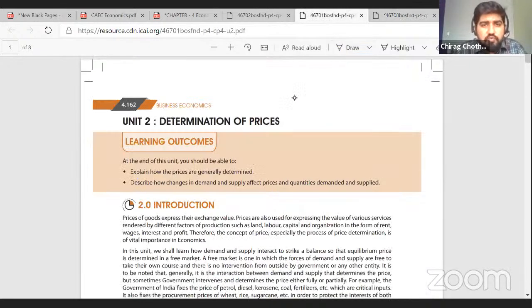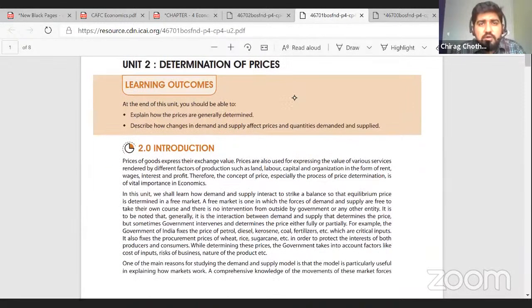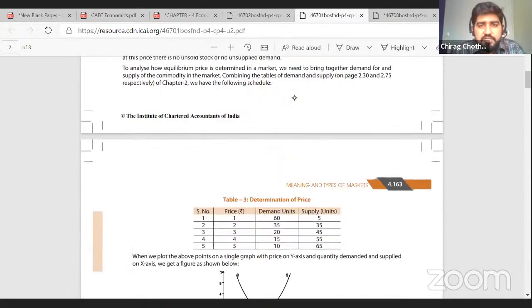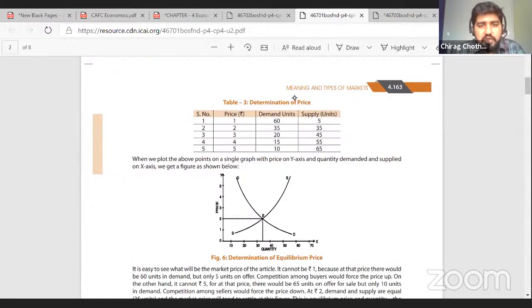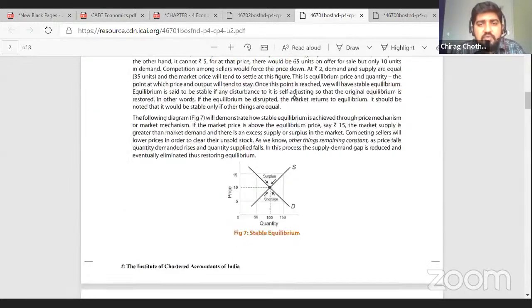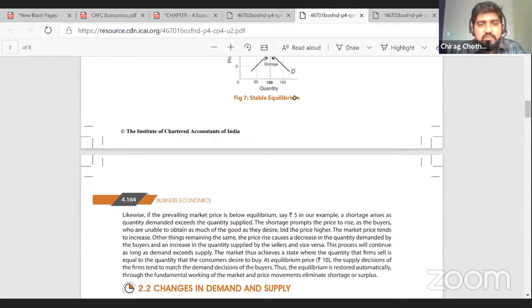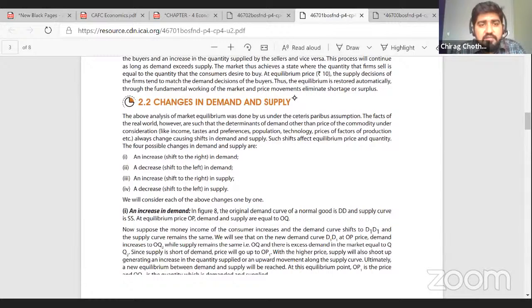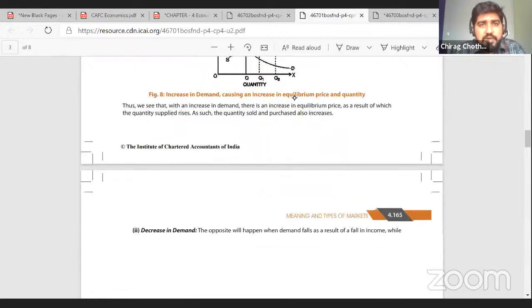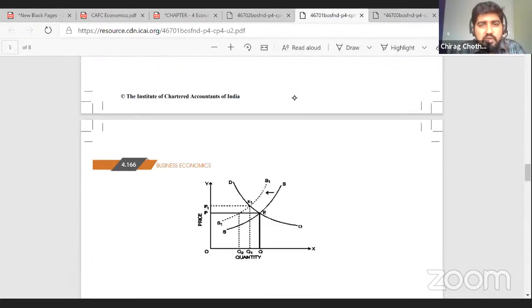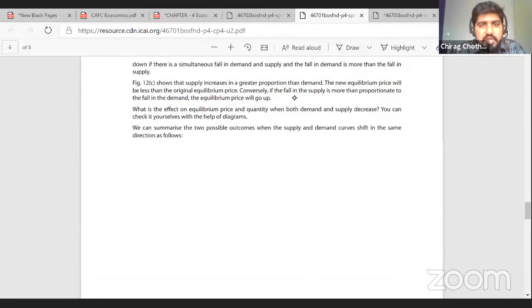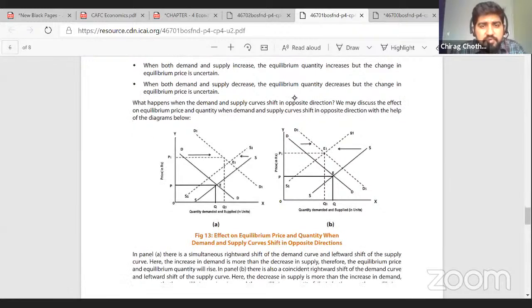That is unit number 2: determination of prices. When we talk about determination of prices, basically we are going to find out the equilibrium price first of all, which we have already studied in chapter number 2. Again, we are going to revise it, and understand various cases of how changes in demand and changes in supply will influence our level of equilibrium price and equilibrium quantity. In the next 20 to 25 minutes or so, we are going to understand the entire unit number 2. I hope, students, you will be with me, right?